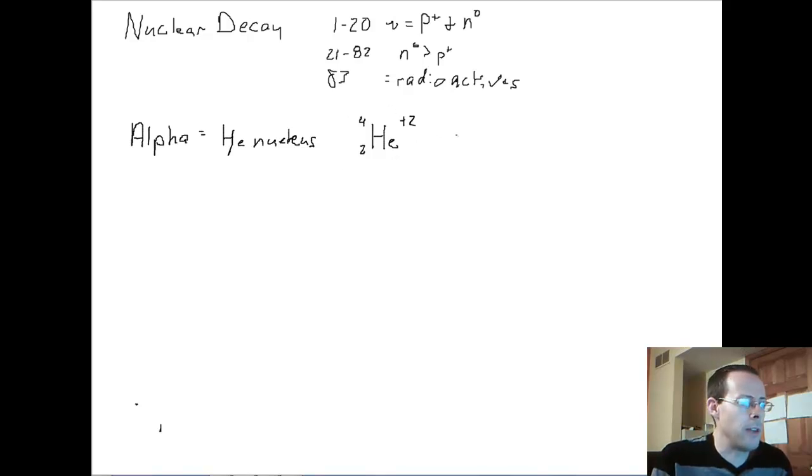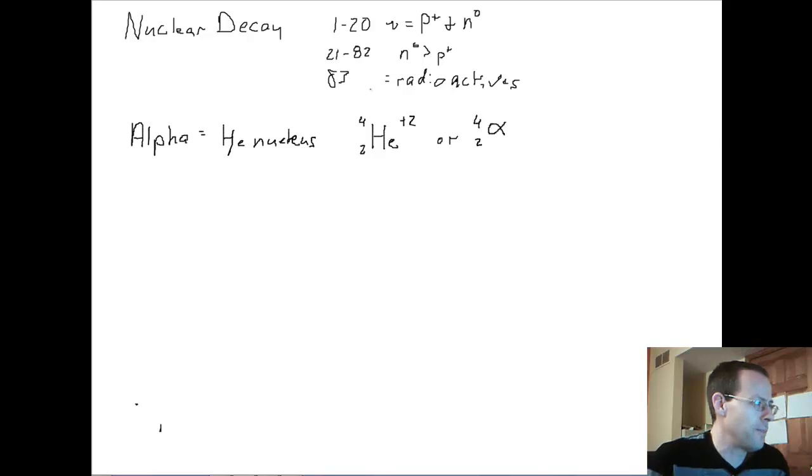Another way we sometimes write it would be using the Greek symbol alpha, which is like this, and again it's going to be a 4 and a 2. And typically we don't necessarily worry about the +2 charge. If you think back to Rutherford's gold foil experiment, he had, I think, uranium, which is the lead, and it was emitting alpha particles. So he knew the nucleus had to be positive because the alpha particles, which are positive, were being repelled back towards him and hitting the gold foil in the opposite direction.